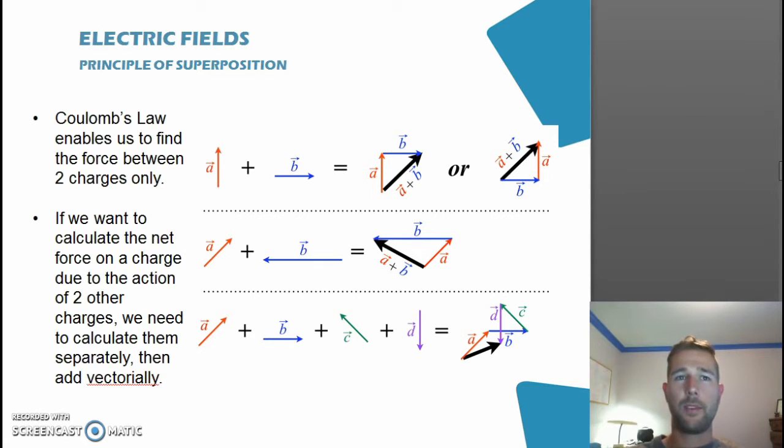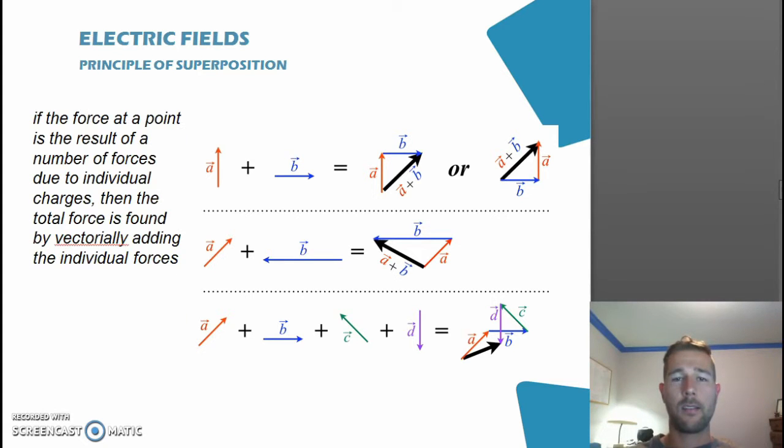Coulomb's law allows us to find the force between two charges only. If a third one is introduced to the system, we have to calculate the force on that particle due to the other two particles and add them using vectors. This is what we call the principle of superposition. It says that the force at a point is the result of a number of forces due to the other individual charges, and the total force is found vectorially.